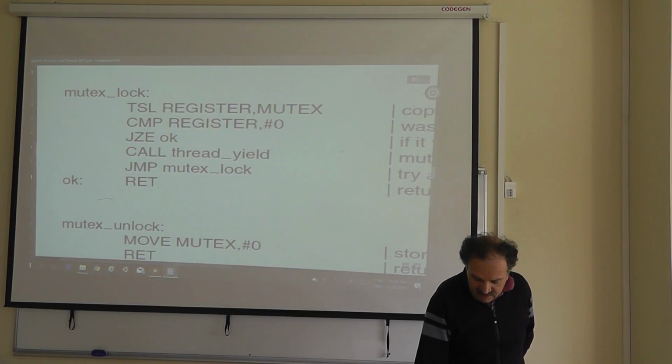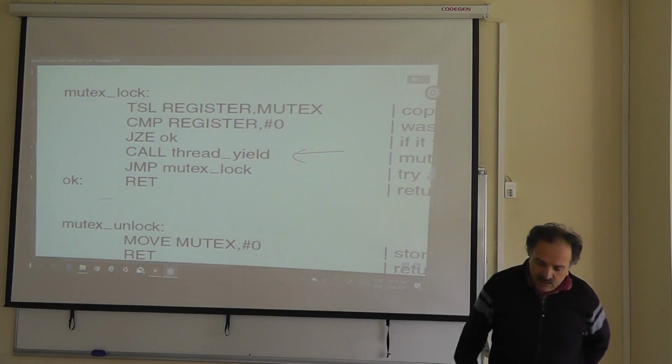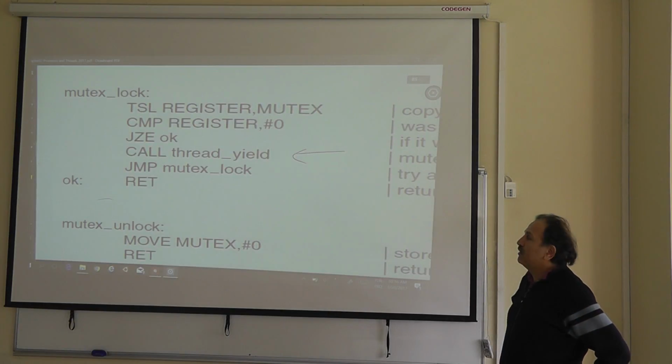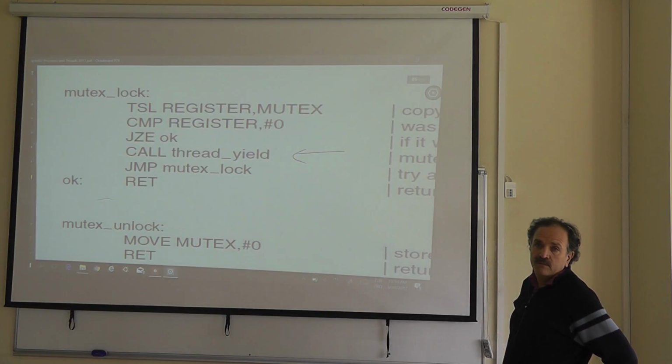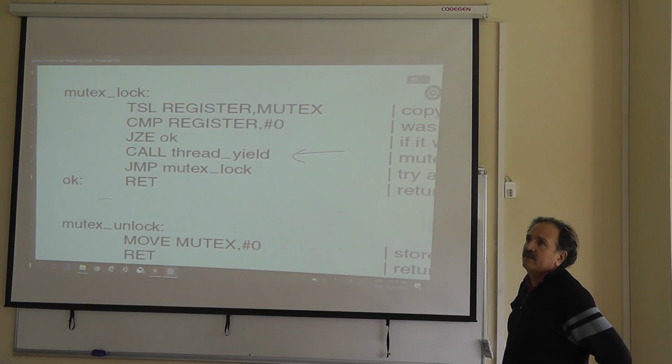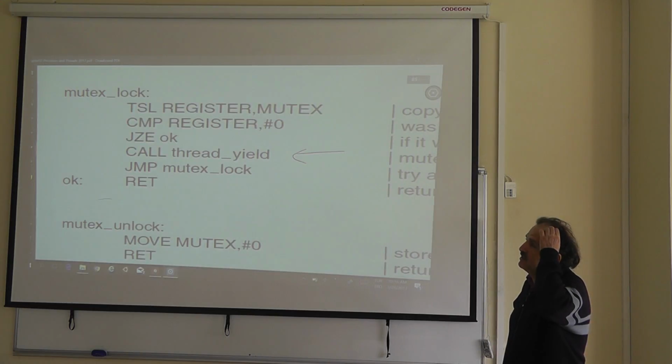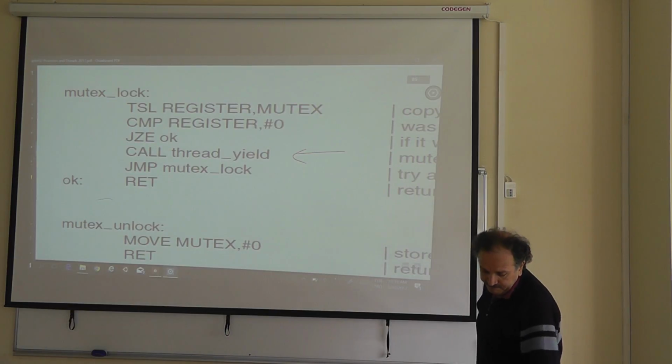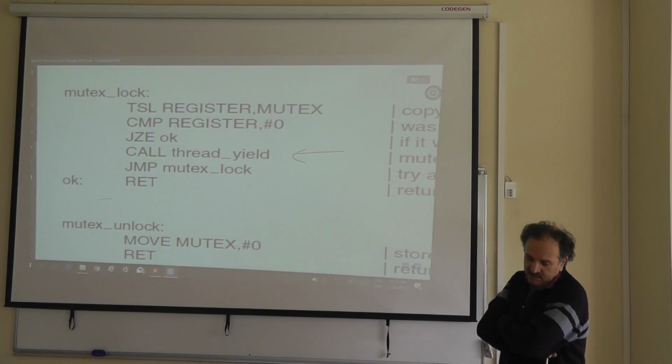I go to OK. Otherwise, what do I do? I go to sleep. Yield means that okay, I have run enough. I am blocking myself. I am letting other threads do their jobs. So I call an operating system routine, thread yield. And then what is this? Jump mutex block.